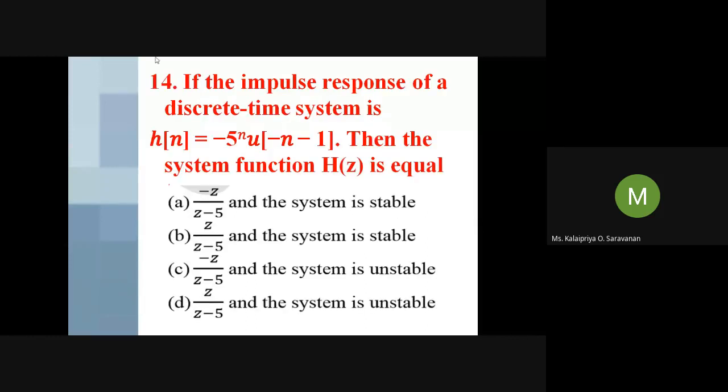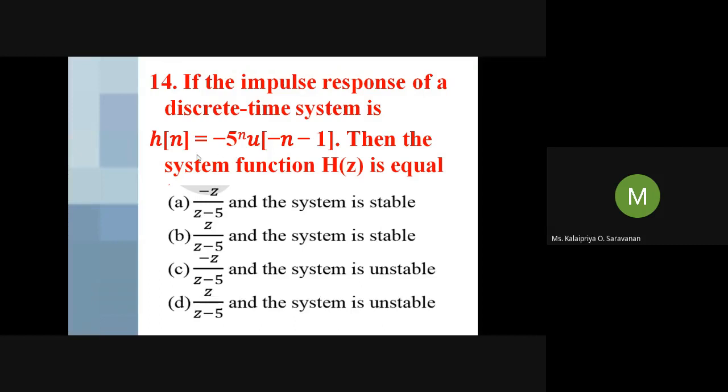Now, if the impulse response of a discrete time system is h of n is equal to minus 5 power n u of minus n minus 1, then the system function h of z is equal to. For this particular question, they have given you the impulse response of the system h of n. They are asked to calculate the system function h of z. Also, they've asked to calculate whether the given system is stable or unstable. So h of n is given, h of z is asked.